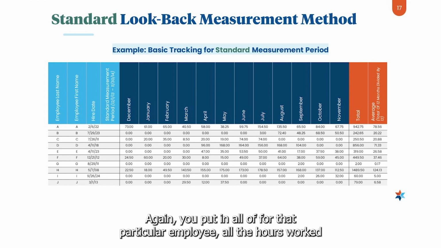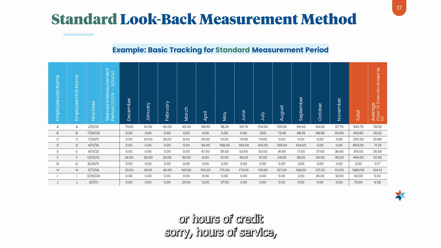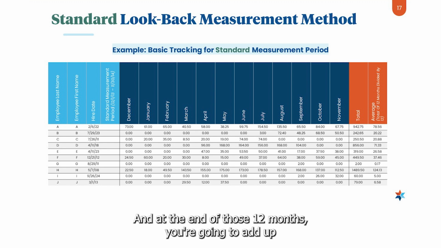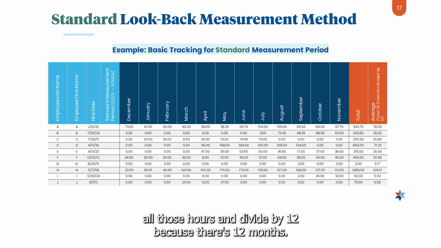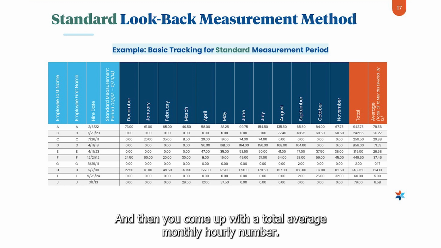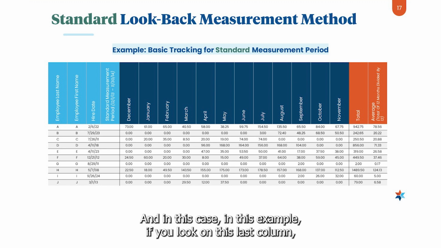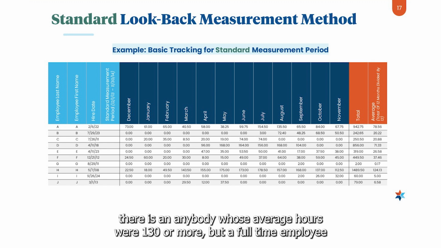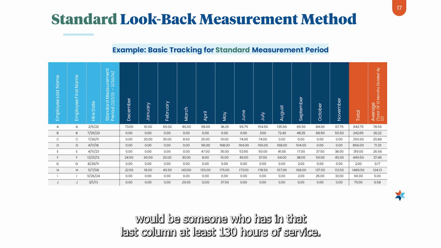Again, for that particular employee, you put in all the hours worked or hours of credit, hours of service, not just hours worked, but hours of service. And at the end of those 12 months, you're going to add up all those hours and divide by 12 because there's 12 months. So that's your average. And then you come up with a total average monthly hourly number. In this example, if you look at this last column, there isn't anybody whose average hours were 130 or more, but a full-time employee would be someone who has in that last column at least 130 hours of service.